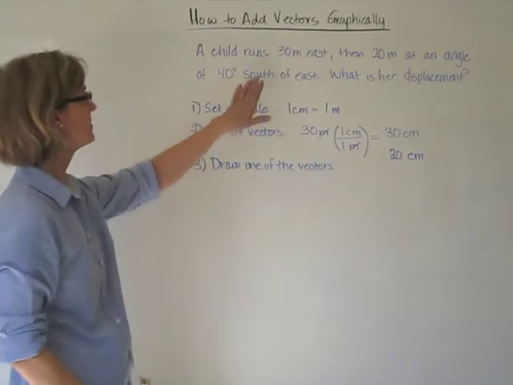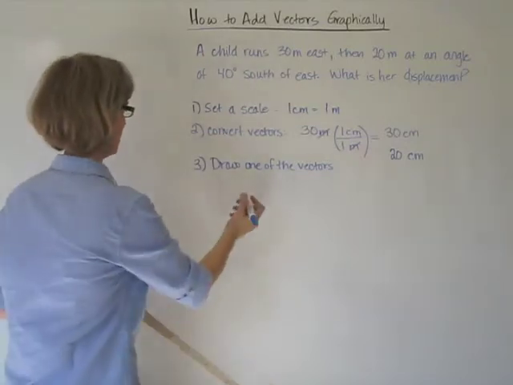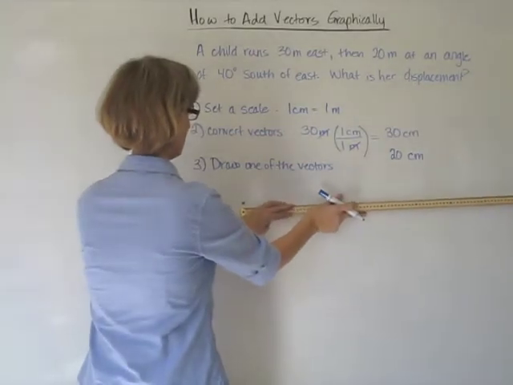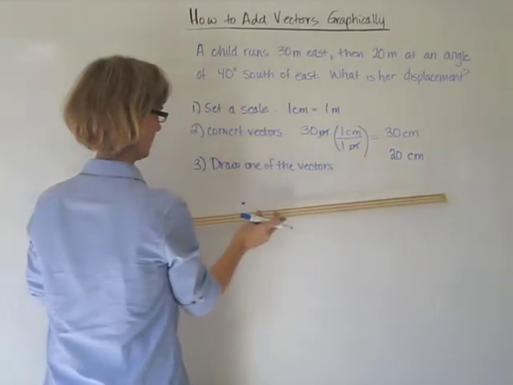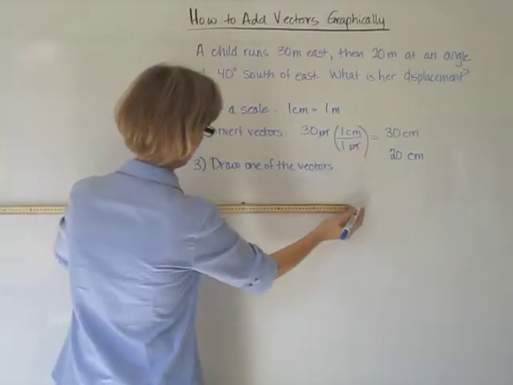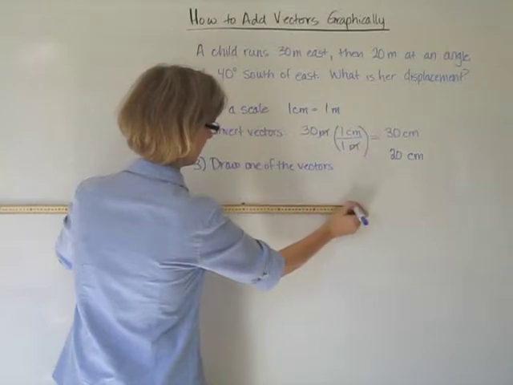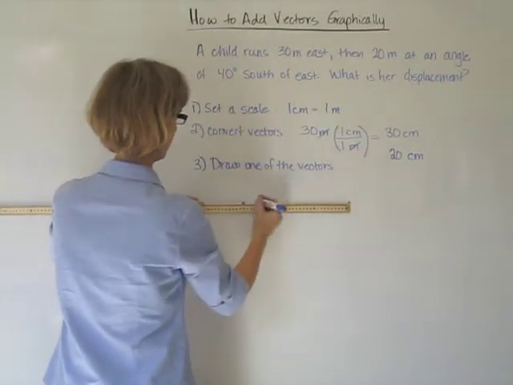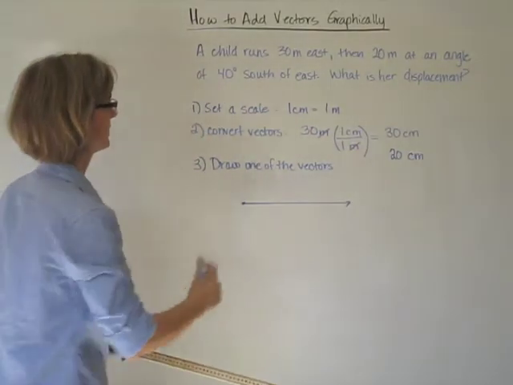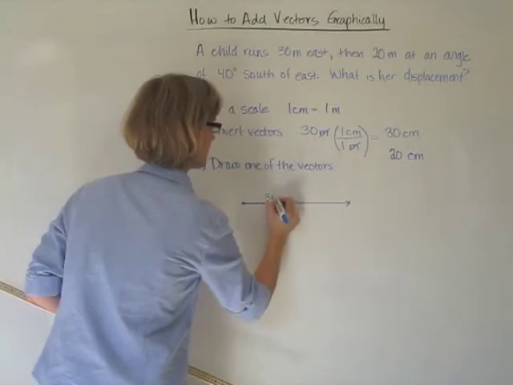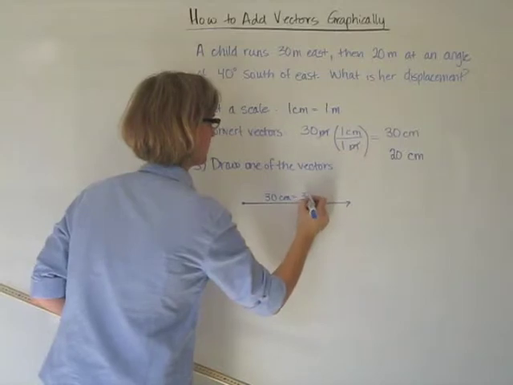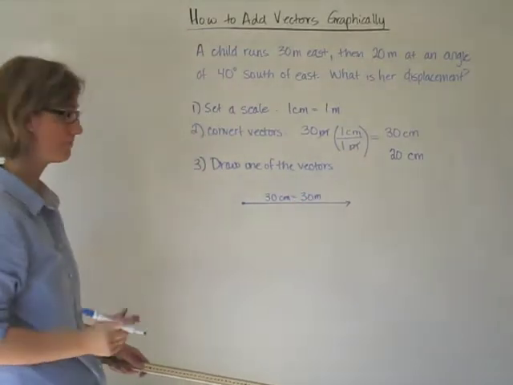Okay, and I'm going to choose to do the 30 meters east. So I'm going to start my vector here and draw a vector that's 30 centimeters long, which takes me to here. Okay, so that is the first vector, which is 30 centimeters long, representing 30 meters as the original vector.